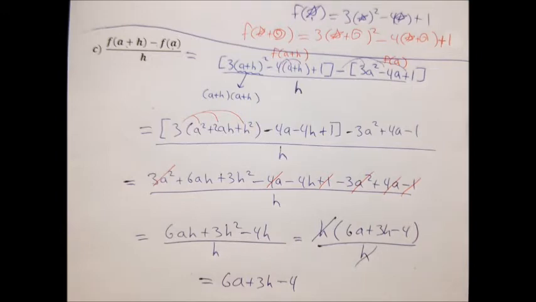I just had a quick question on the second line. Yeah. So I understand why there's a squared and h squared, but why is there 2ah's?